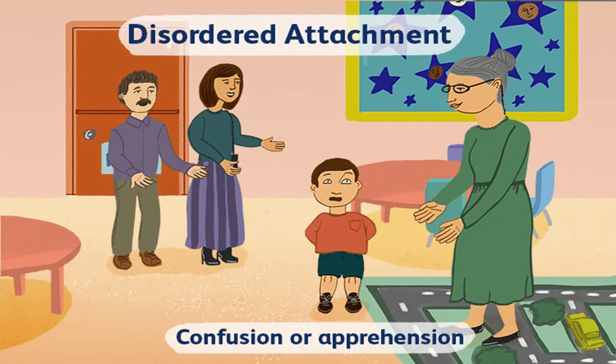A small percentage of children are classified as disorganised. These children often show mixed attachment behaviours. A high percentage of children whose parents have a psychiatric condition or have been maltreated are classified as disorganised.